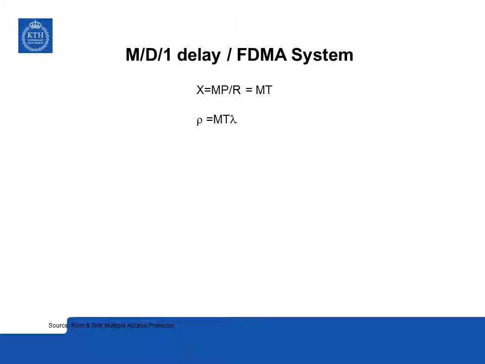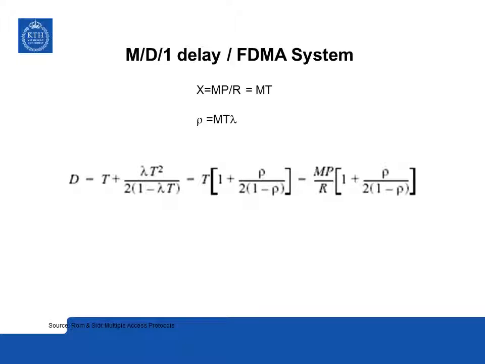And just plugging this in, we get an expected delay expression that looks like this. And on the right-hand side, you see it's m times t times this expression, 1 plus rho divided by 2 times 1 minus rho. And we can clearly observe that as rho approaches 1, the expected delay goes to infinity. So rho has definitely to be less than 1.